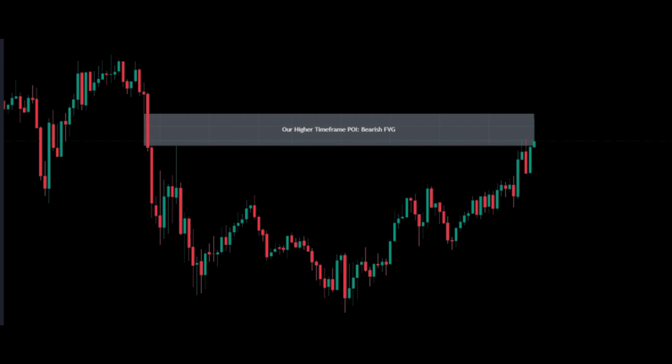Also, your higher time frame could be any time frame higher than the one you intend to take your trade entry on. In our example, we'll be using the 15-minute time frame as our higher time frame and the 2-minute chart as our entry time frame. Here on the chart, we've marked out our higher time frame point of interest, a bearish fair value gap.